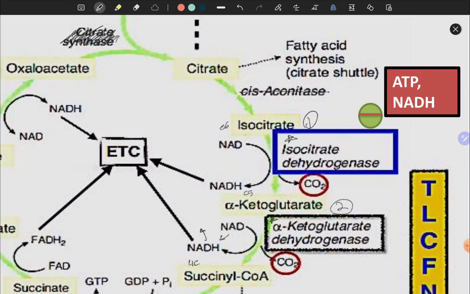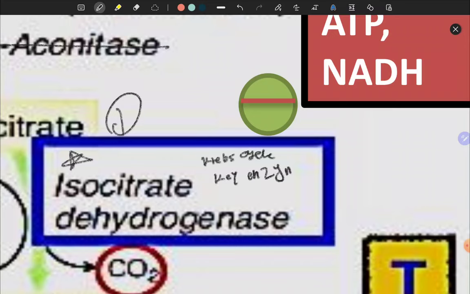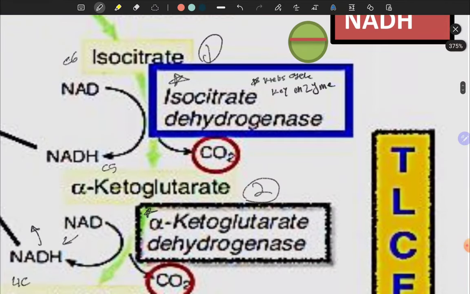Isocitrate dehydrogenase is the key enzyme of the Krebs cycle. If it shuts down, the Krebs cycle shuts down; if it is activated, it activates the Krebs cycle. So we have to know how it will be regulated, which means there was no hormone to regulate the Krebs cycle. So we have to figure out which molecule will activate or shut down isocitrate dehydrogenase, this enzyme.